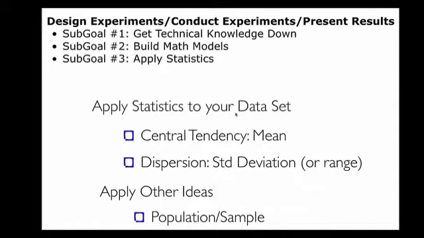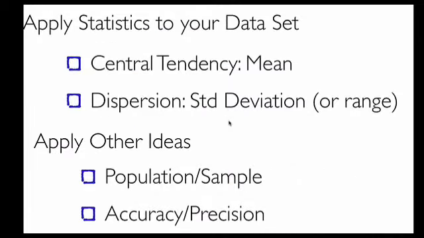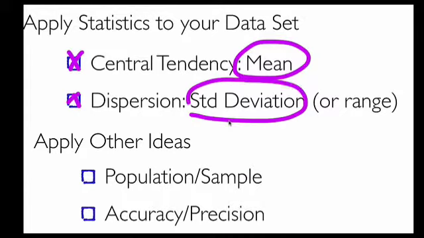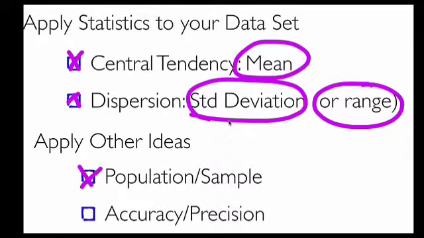The next feedback refers to sub-goal number 3, which is apply statistics. Anytime you're presenting data, you want to present the central tendency. So describe the mean of your data, but you also want to describe the dispersion. And you can do this with the standard deviation or the range, and there's a few other techniques. And there's other ideas from statistics, using the ideas of a population and a sample, and introducing the ideas of accuracy and precision.